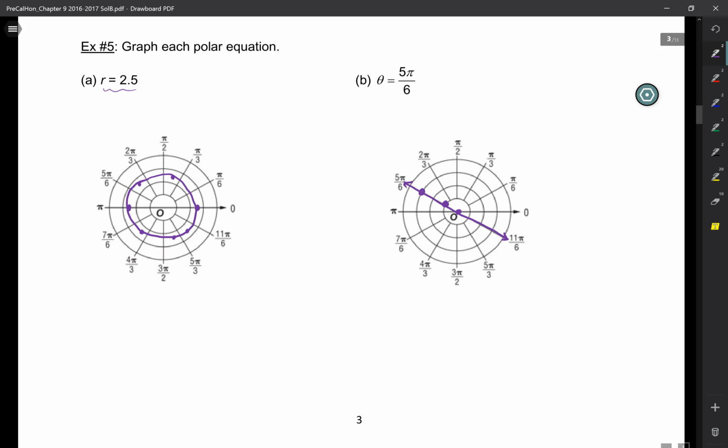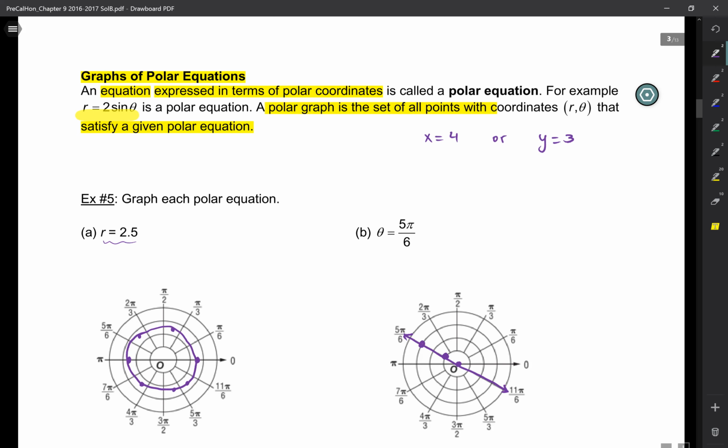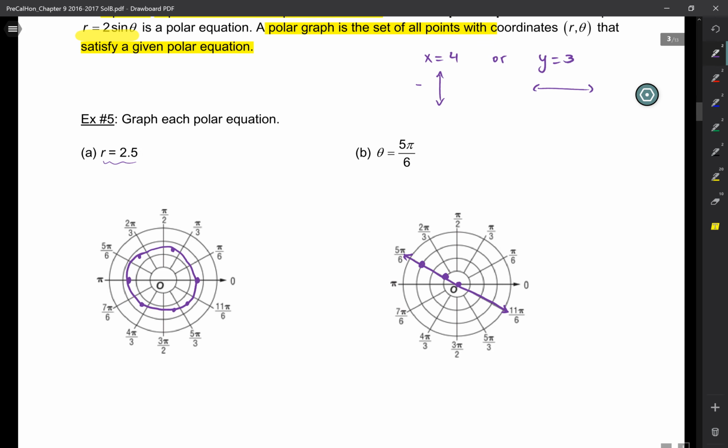So basically, in rectangular coordinates, right, if I do x equals 4 or y equals 3, like just the variable equals a number, I either get a vertical line or a horizontal line, right? Here, if I do the variable equal a number, I either get a circle or a line. Okay?